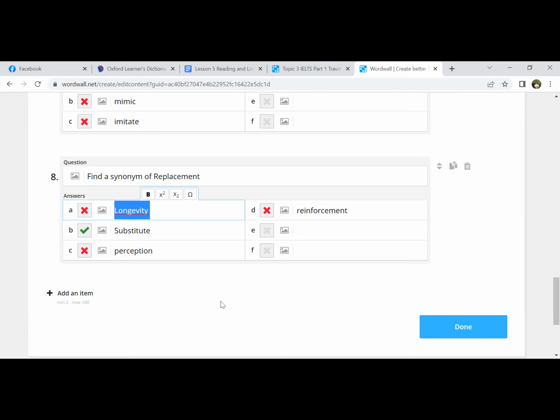Very good. And next, let's move on to the word perception. What does it mean? The perception, I think that is knowledge, maybe.